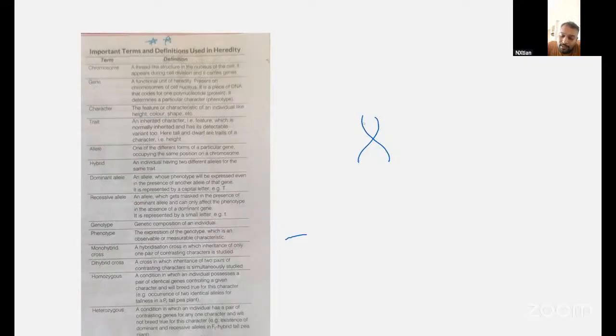Now, for example, I have the character. On each strand of a chromosome, I will have the allele. This is called allele. The allele is basically the particular gene which is on the chromosome, which is a height gene, or we can say the color gene, like that. So allele is nothing else but a different form of gene which occupies the same position on a chromosome.